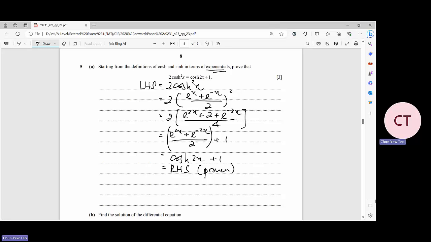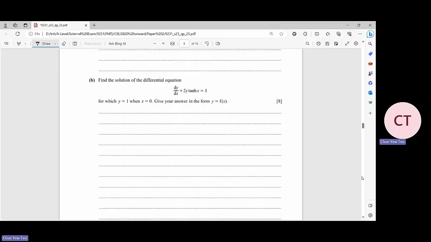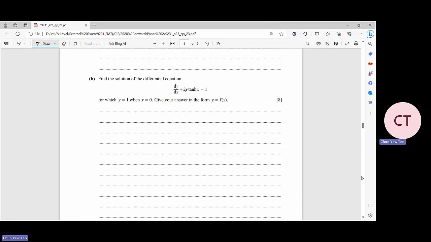Okay, done for part A. Now we go for part B. Find the solutions of the differential equations. This differential equation is a first order differential equation, so we need to know how to get it done. Usually a first order differential equation will be either separable variables or a linear equation. Over here, this one is a linear equation. Linear equation means I need to use an integrating factor to get the answer.